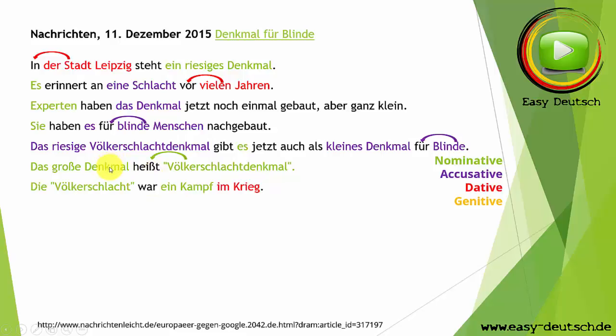Die Völkerschlacht war ein Kampf im Krieg. So the battle of the people was a fight in a war. Die Völkerschlacht is the subject here, so nominative case, and ein Kampf, a fight, is talking about the subject again. And war, that's just the simple past of sein, to be, and to be is like heißen, requires nominative case, so ein Kampf is nominative case.